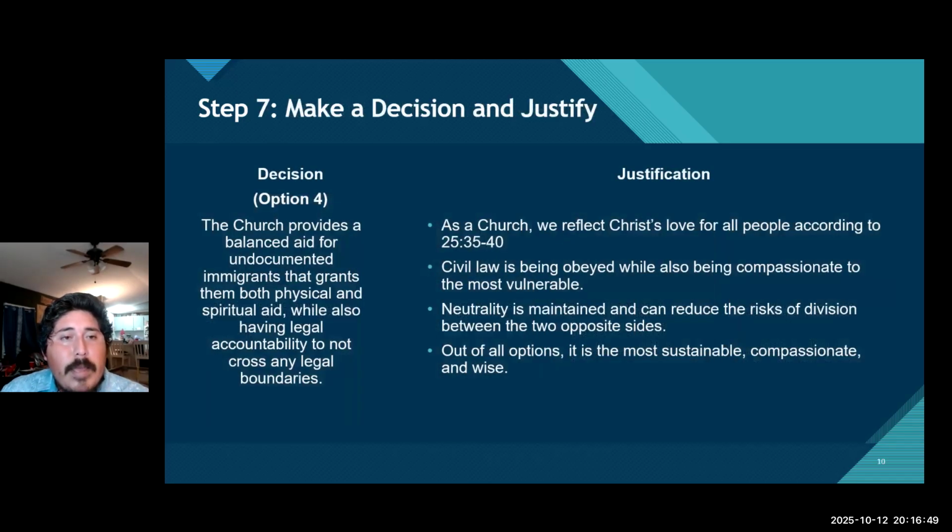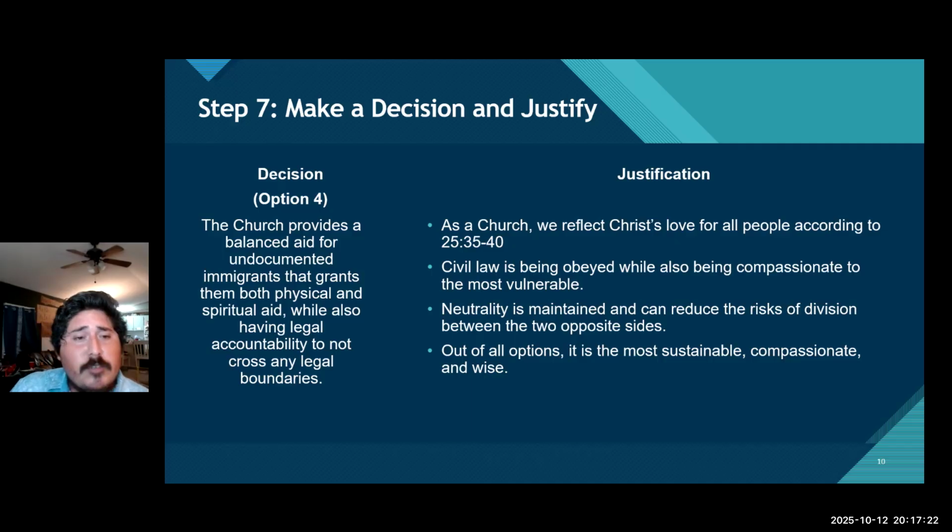Step 7, make a decision and justify. So based on all the virtues and principles, the consequences, and going through all of the alternatives, I come to the conclusion of choosing option 4, which says the church provides a balanced aid for undocumented immigrants that grants them both physical and spiritual aid, while also having legal accountability to not cross any legal boundaries.